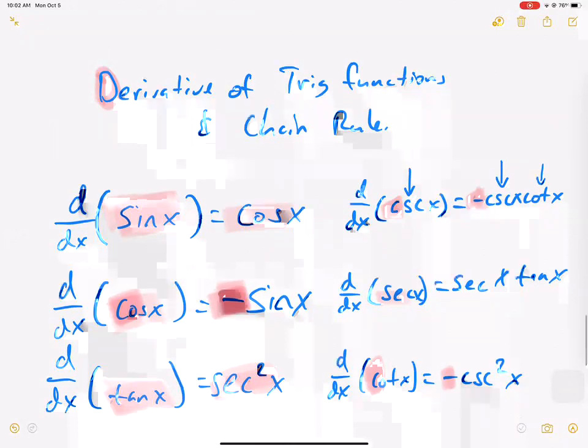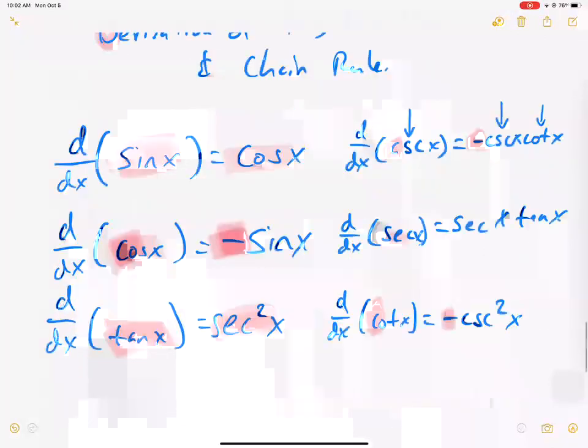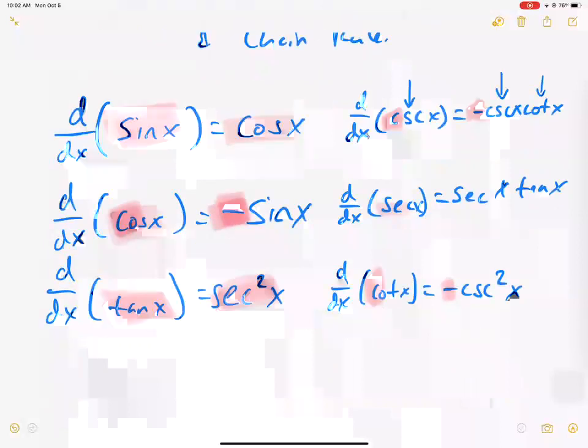A couple of tricks to help you memorize this. First, easy one. Derivative of sine is cosine. Why can't everything be this easy? Then every other one is not. There's a trick to it. Cosine is negative sine. The derivative of tangent is secant squared. But cool part about cotangent, it's not secant, it's cosecant. It's the other one, right? And then the co makes that negative.